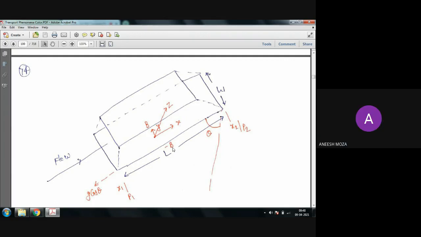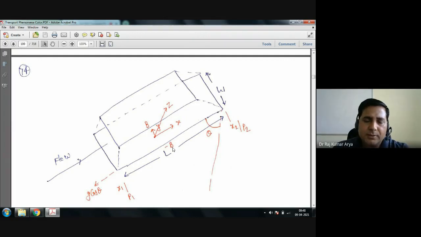Yes, sir. So the inclination angle is given as theta, and you have mentioned here that the x coordinate is along the length, in the direction of flow. So pressure is P1 here. That way you need to draw your pictures all the time.